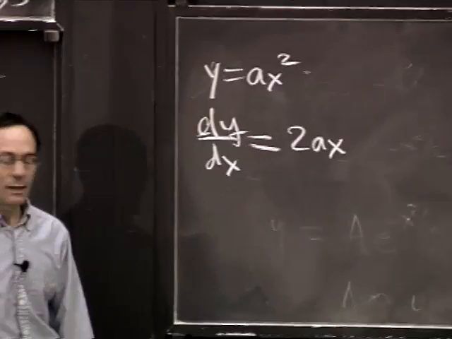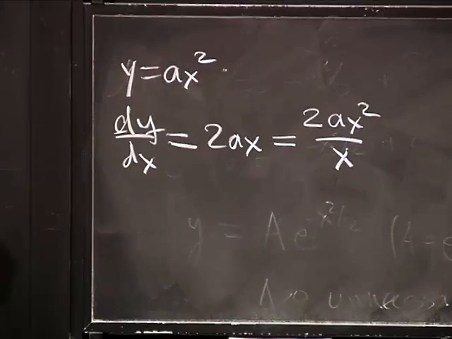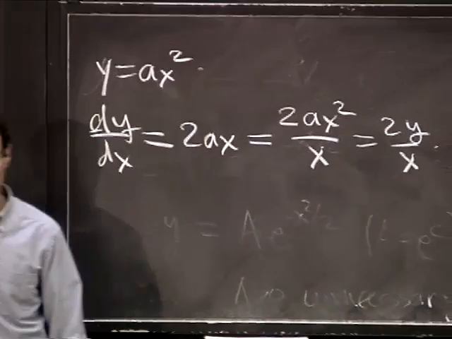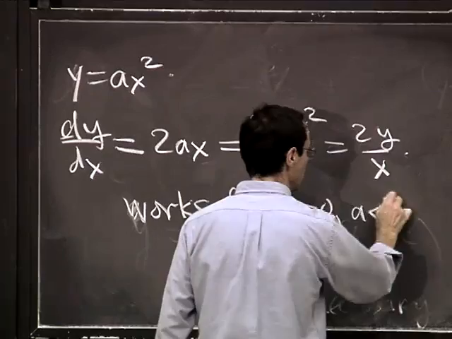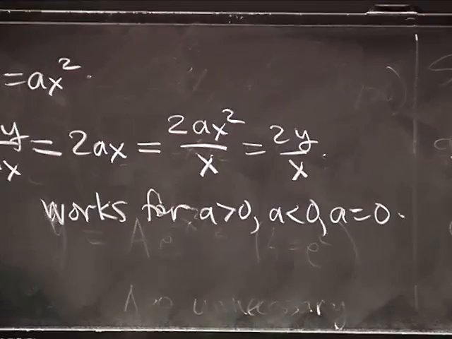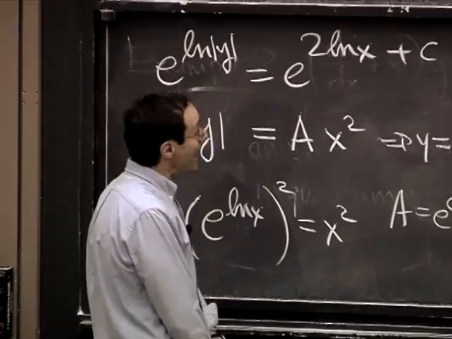And now I'm going to write this in a suggestive way. I'm going to write it as 2ax squared divided by x. And sure enough, this is 2y divided by x. Now, it does not matter whether it works for a positive, a negative, a equals 0. It's OK. Again, we didn't pick up by this method the a equals 0 case, and that's not surprising because we divided by y.